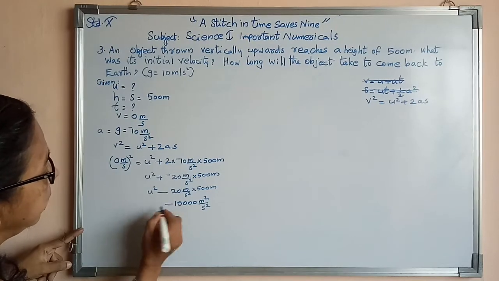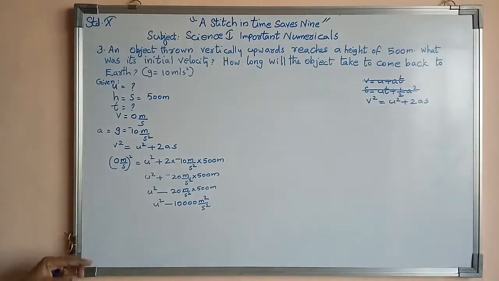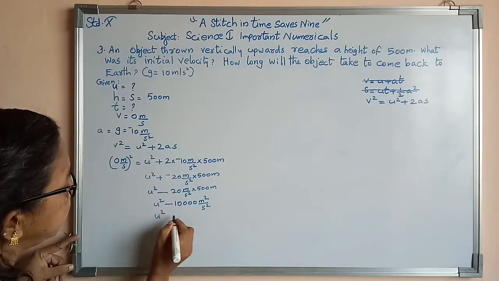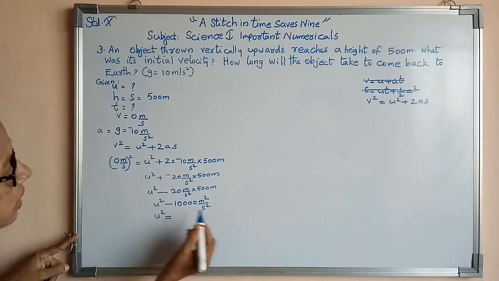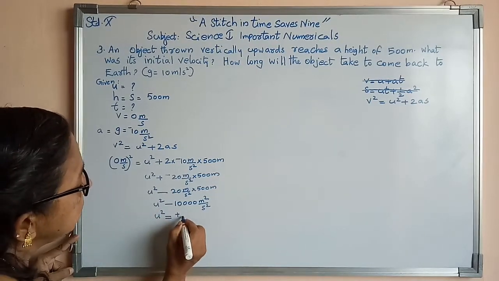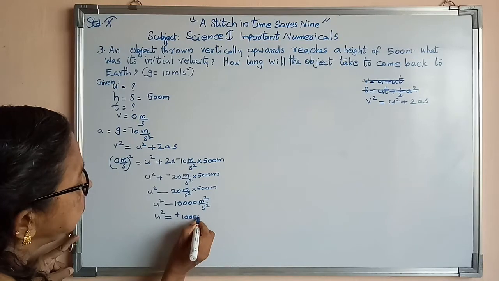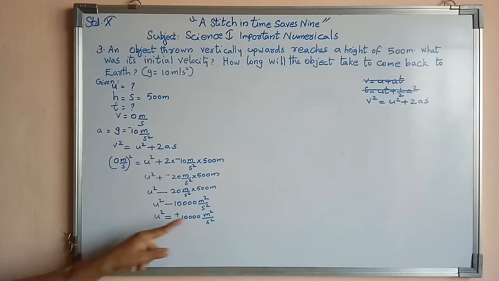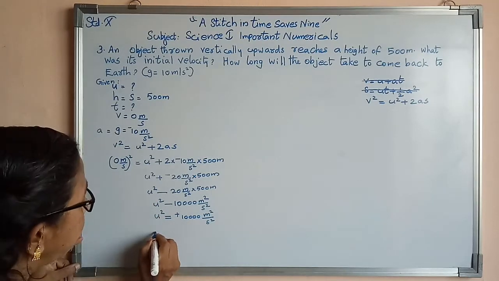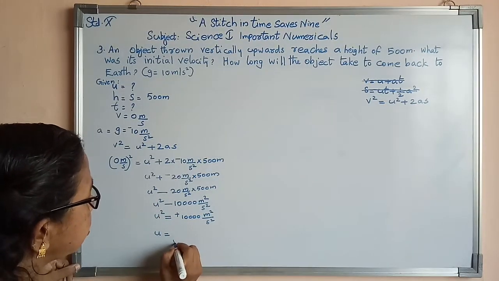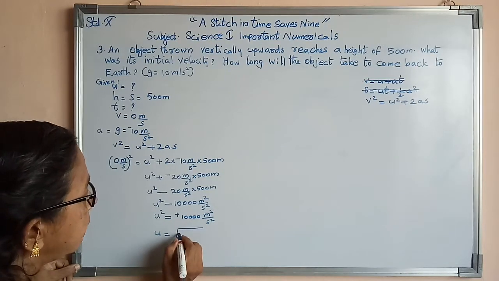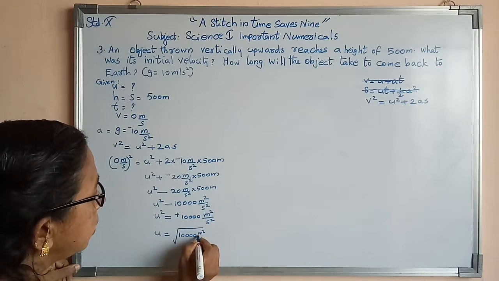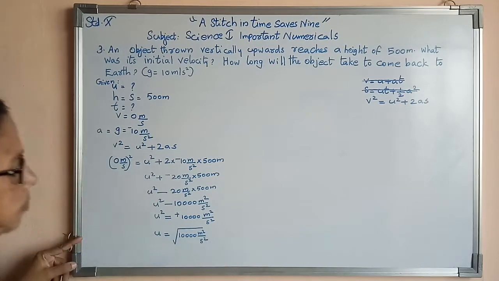Here now minus U square. Now from this I am separating U square. So U square is equal to, then this minus value will become plus 10,000 meter square per second square. Now from this we have to find the value of U. U is equal to square root of 10,000 meter square per second square.